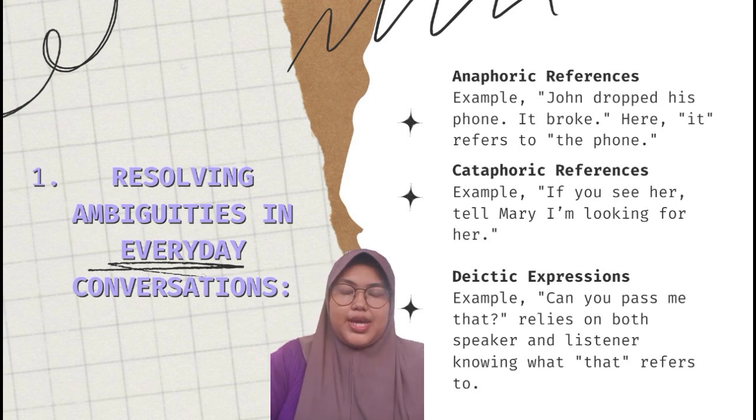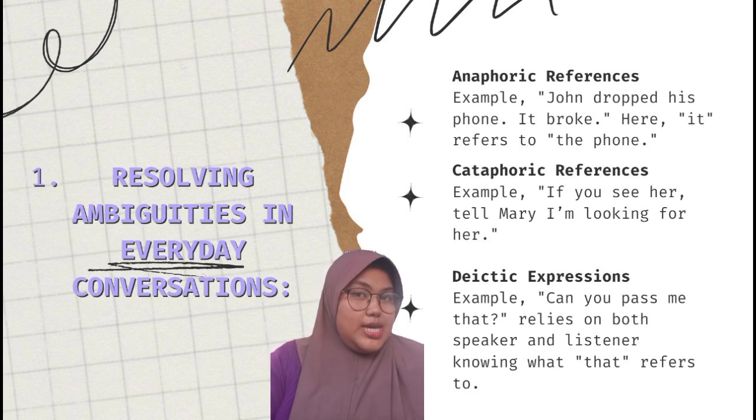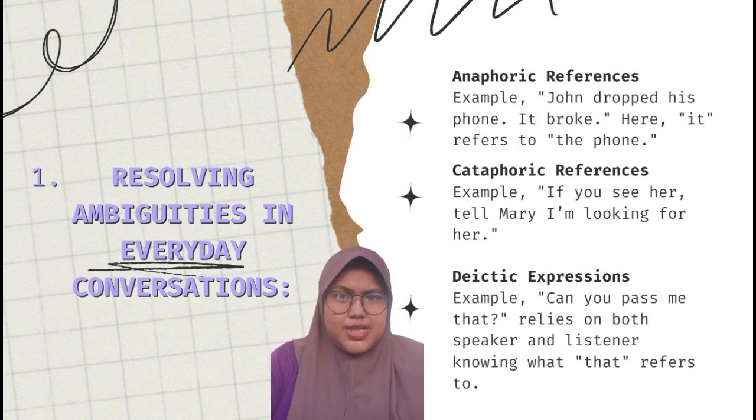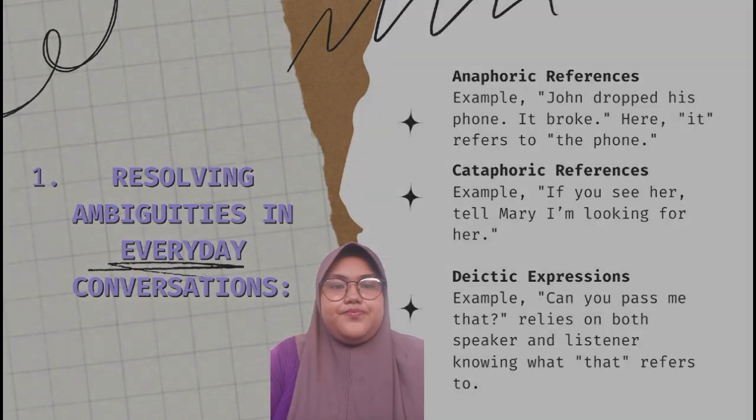Next is cataphoric reference, referring forward to something that will be mentioned. For example, if you see her, tell Mary, I'm looking for her. Next is deictic expression, using words like this, that, here, and there, which depend on context for meaning. For example, can you pass me that? It relies on both speaker and listener knowing what that refers to.